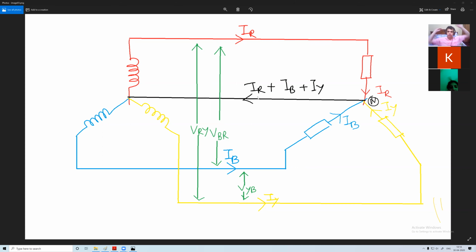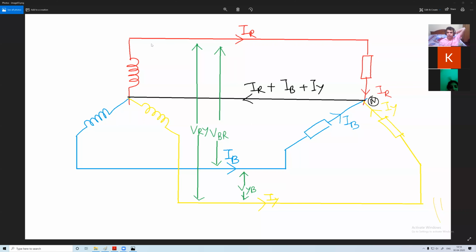Up to this is fine, right? So we have three phases, red, yellow, and blue. Each of them 120-degree phase apart from each other. We have connected three loads. The loads are all identical. They have the same value of resistance, and if any, they have the same value of reactance.